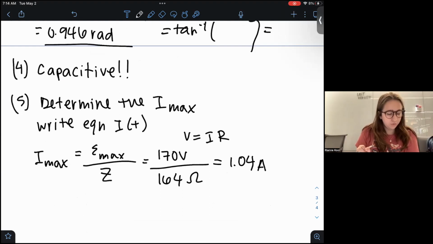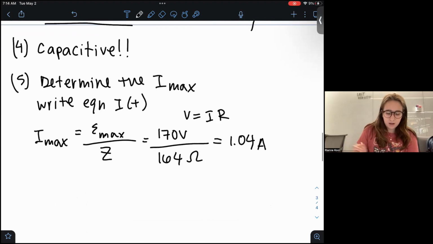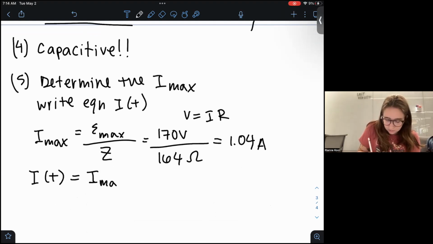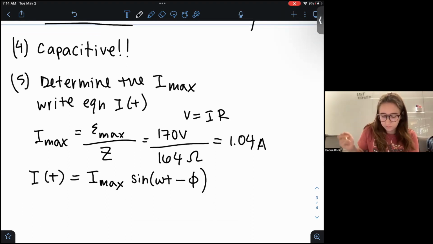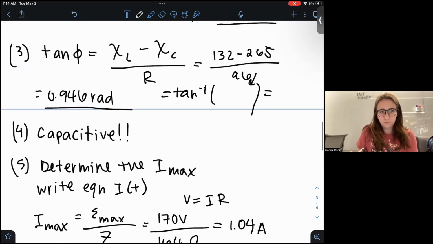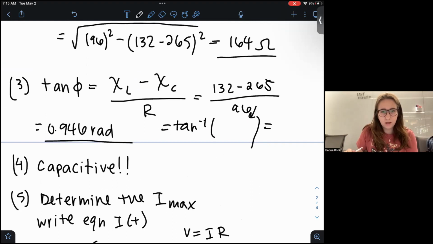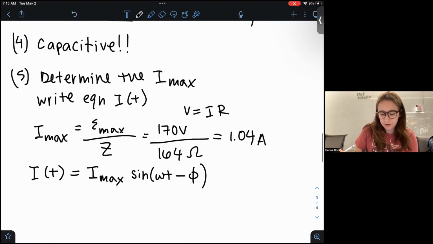And so we want to write I in terms of T. I of T is a sine function, and it is defined as I max sine omega T minus the phase angle. And in fact, I made a mistake. This should be a negative 0.946 radians, because when we go in here, it's going to be positive.